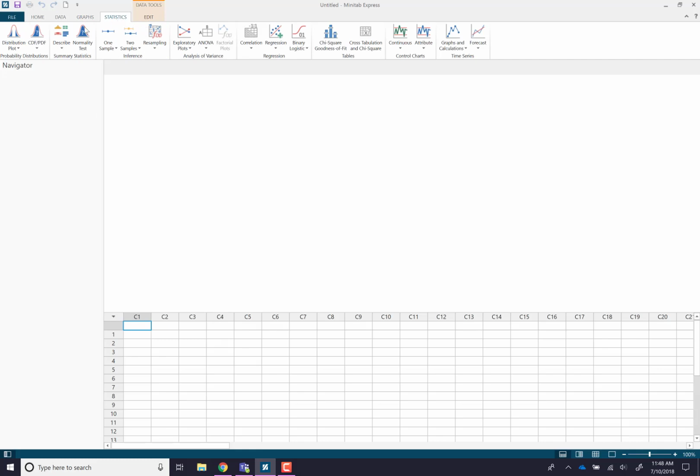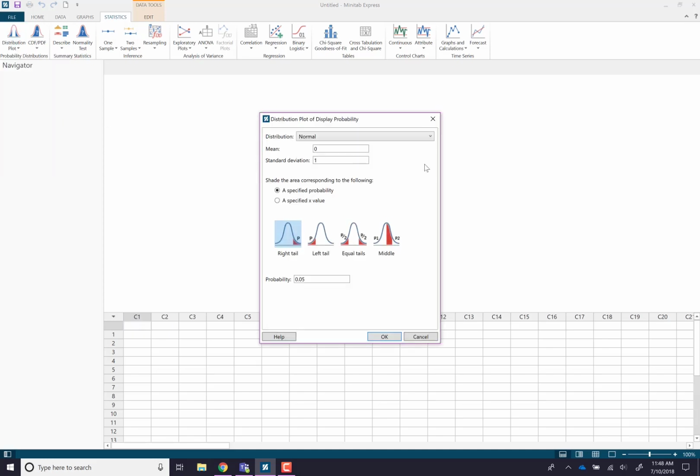Under statistics, we'll make a distribution plot to display a probability. Again, the default is a Z distribution. It's a normal distribution with a mean of 0, standard deviation of 1. We have a specified probability.